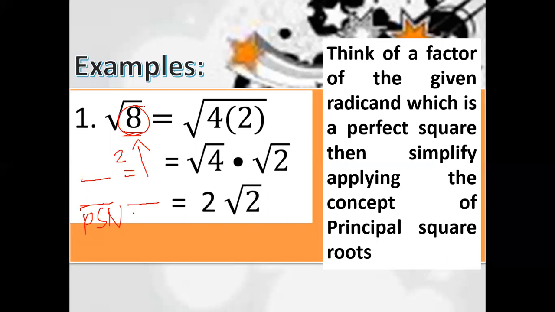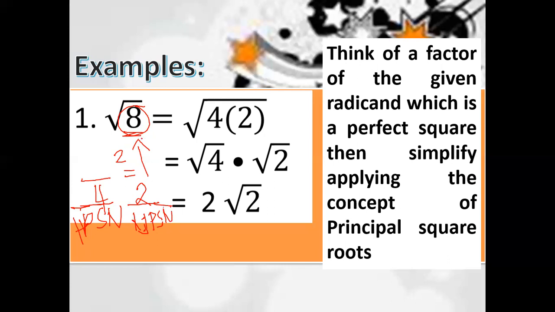And the other one is a non-PSN, or non-perfect square number. Take note, when you are to consider the perfect square number, it must be the highest perfect square number factor of the given radicand. So what is the highest perfect square number factor of 8? That is 4. And what will you multiply to 4 so that it will give you a product of 8? It will be equal to 2. It cannot be 4 times 4 because 4 times 4 will give us 16, and it will not be equal to the given radicand, which is 8.